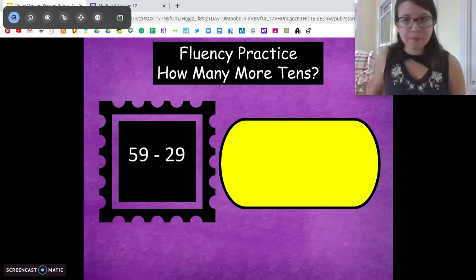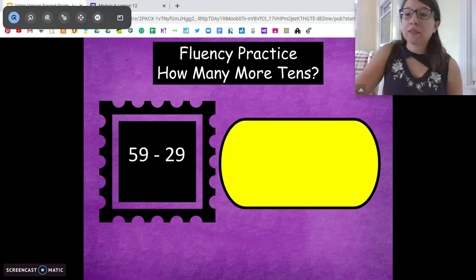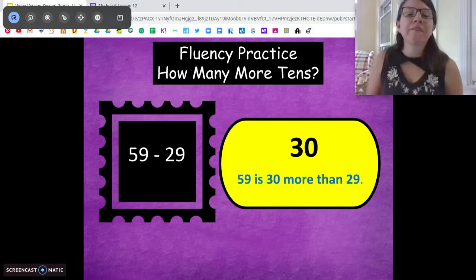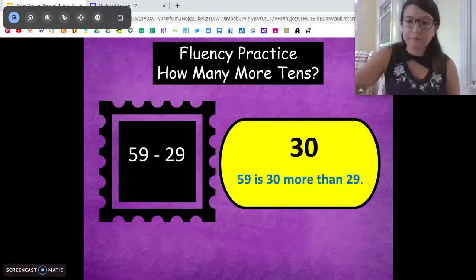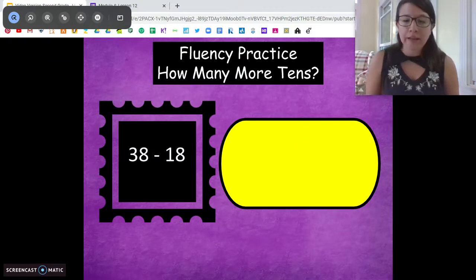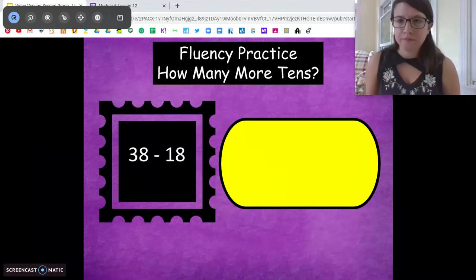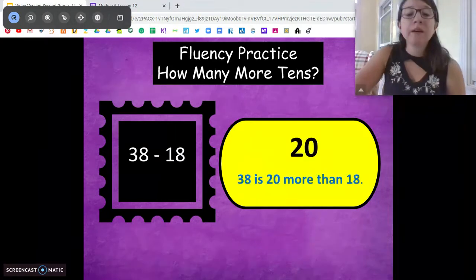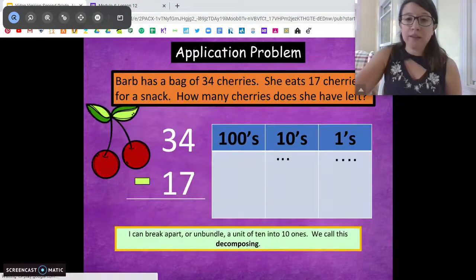Beautiful. Try another one. 59 minus 29. How many more tens? Yeah, it's going to be 3 tens, which equals 30. 59 is 30 more than 29. Do another one. 38 minus 18. How many tens, and what does that equal? Yep, 20, 2 tens. And then we can say 38 is 20 more than 18.